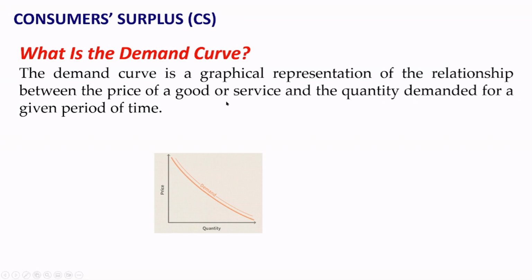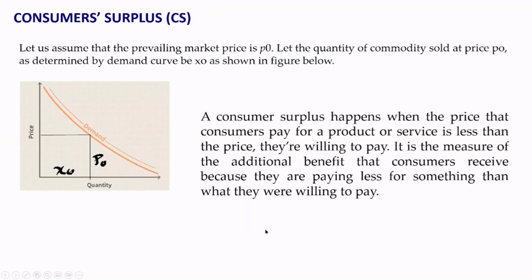It is a graphical representation of the relationship between the price of a good or service and the quantity demanded for a given period of time. So here we can see that the demand curve is a downward sloping curve. Here we assume that the prevailing market price is P0 and the quantity of commodity which is sold at this price is X0.